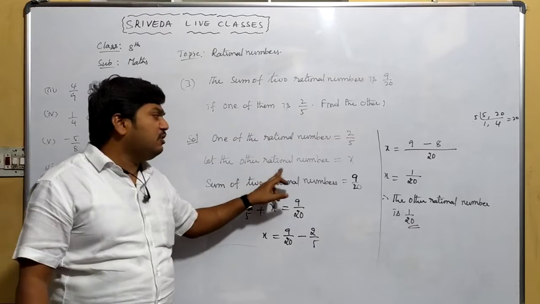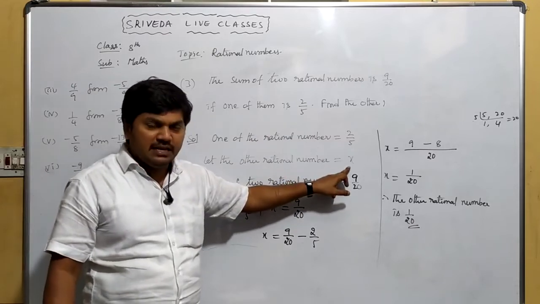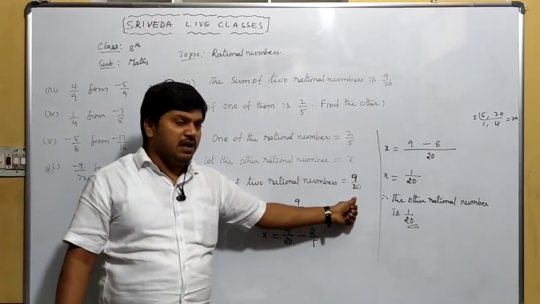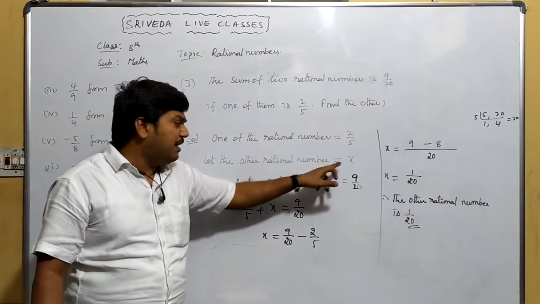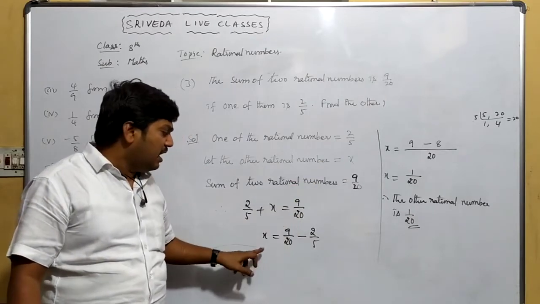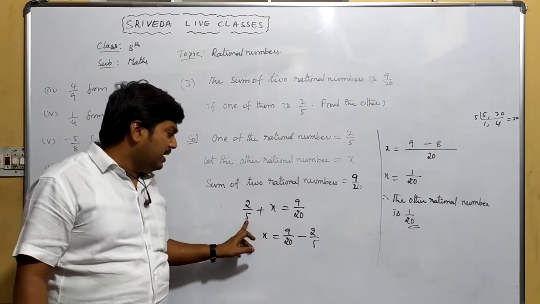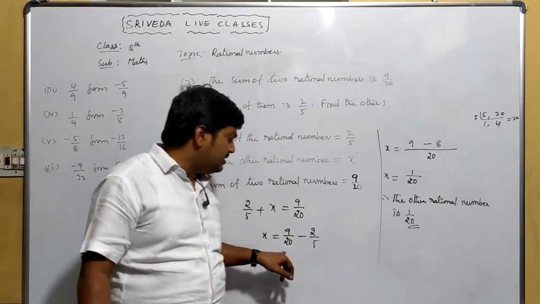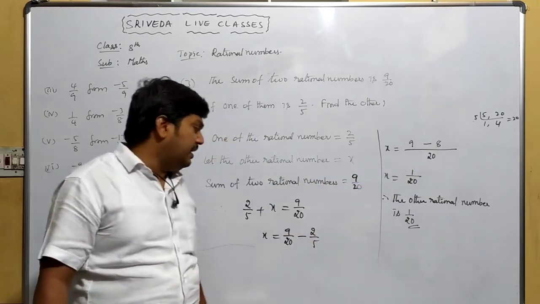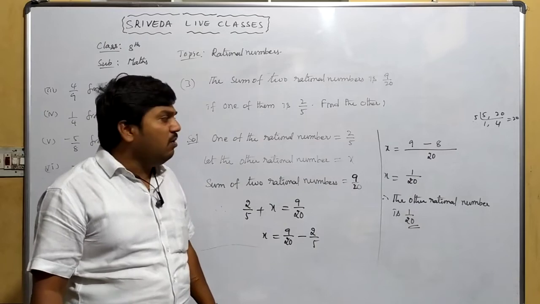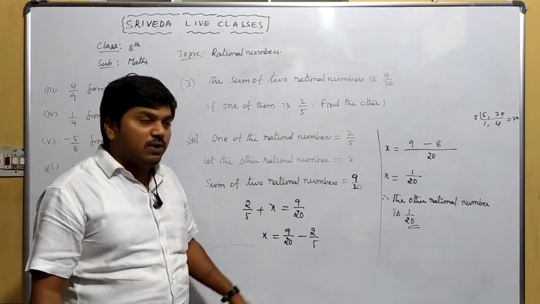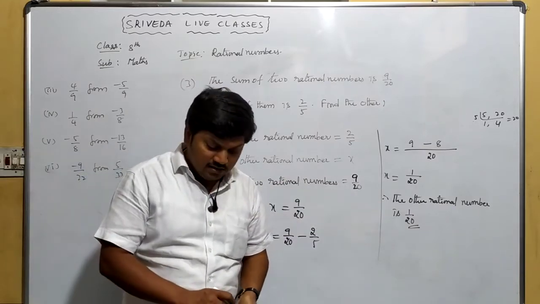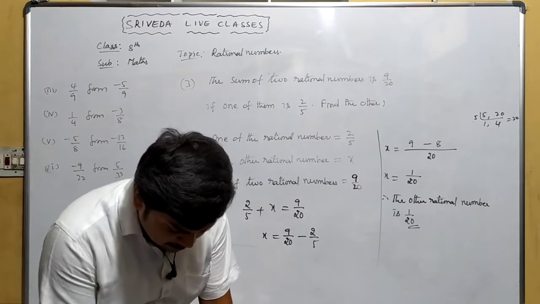Let the other rational number be x. Then what they gave? Sum of two rational numbers is 9 by 20. So therefore, 2 by 5 plus x is equal to 9 by 20. We'll get x equal to 9 by 20, sending this to the other side, minus 2 by 5. What is the LCM now? 20 is the LCM. We'll get 9 minus 8, which is 1 by 20. What is x now? The other rational number is 1 by 20. Right? Next we'll go through the next problem.